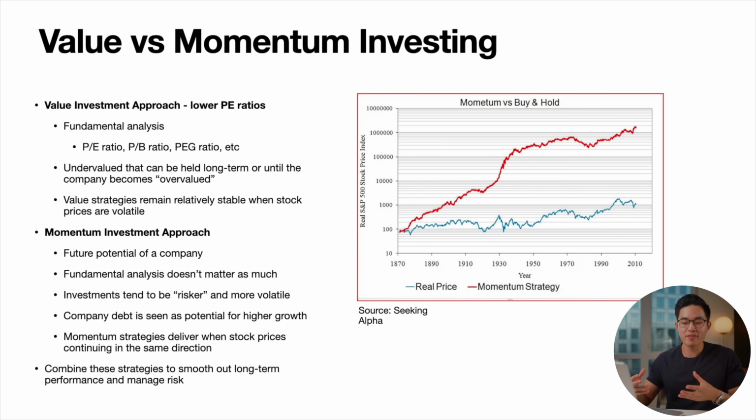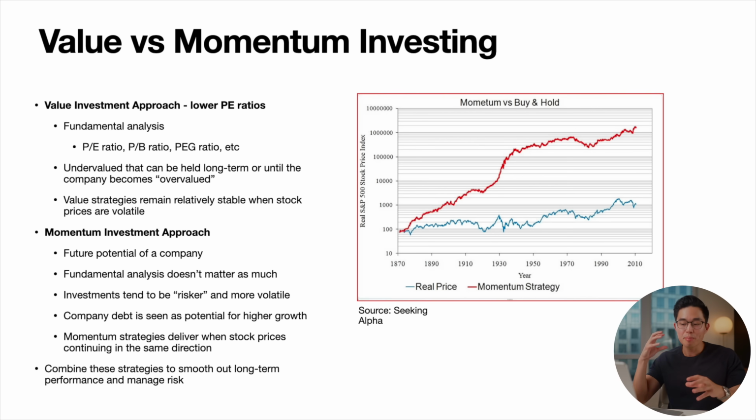Now, on the other hand, you have the momentum investing approach. This is when you're only caring about the future potential of a company. So often with these types of companies, you see really sky-high PE ratios, for example, Tesla, and fundamental analysis does not matter as much, and these investments tend to be more risky and more volatile. Company debt is also seen as good, and it's seen as a potential for higher growth, and momentum strategies deliver when stock prices continue in the same direction.